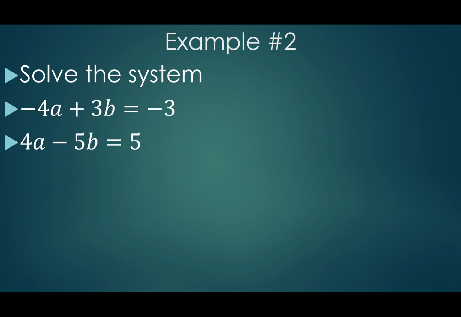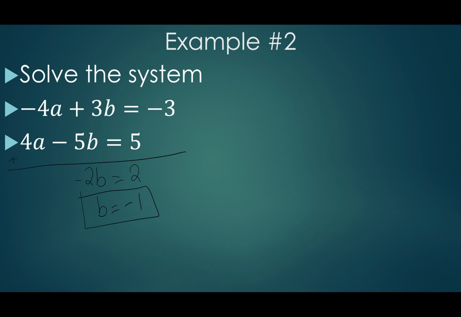Something like this. Negative 4a plus 3b equals negative 3. 4a minus 5b equals 5. We take a look at the a's. There's the same number in front, and one is negative, one is positive. So again, we just add the equations together. The a's cancel. 3 plus negative 5 is negative 2b. Negative 3 plus 5 is positive 2, so b is negative 1.